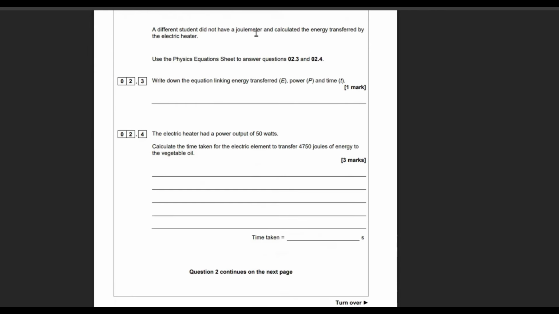A different student did not have a joule meter and calculate the energy transferred by the electric heater. Use the physics equation sheet 2.3 and 2.4 to answer the following questions. Write down the equation linking energy transfer, power, and time. So if you don't know E, you could do it by power and time, and you'll look this up on your equation sheet, guys. You're given the equation sheet, so I'm just going to give you this. It's a free mark. Isn't it beautiful? Energy is equal to power times time.